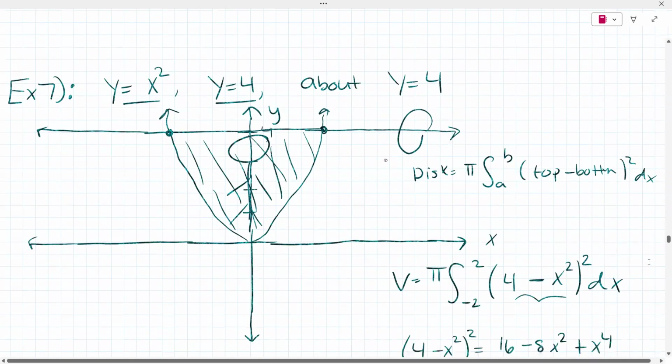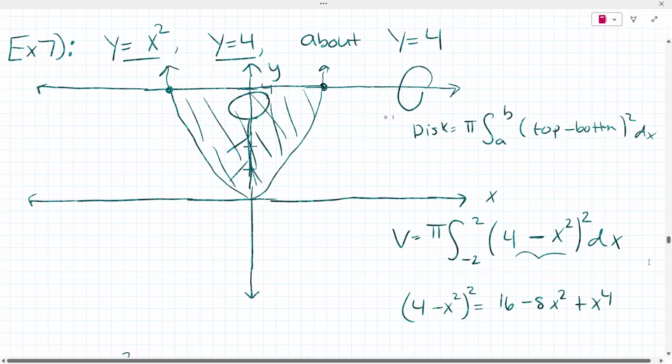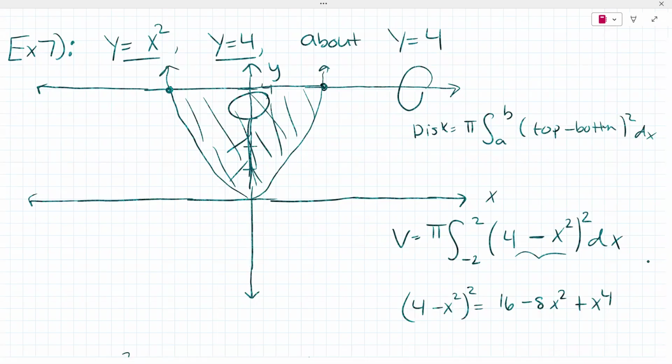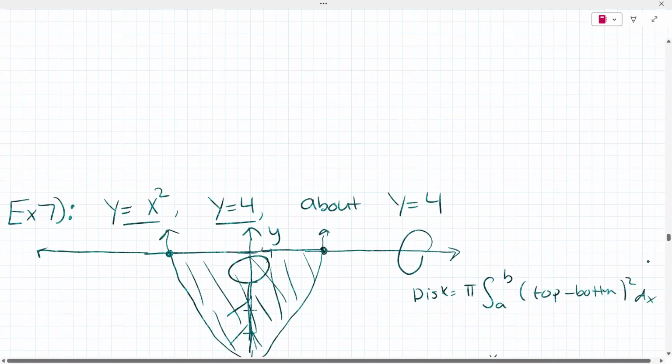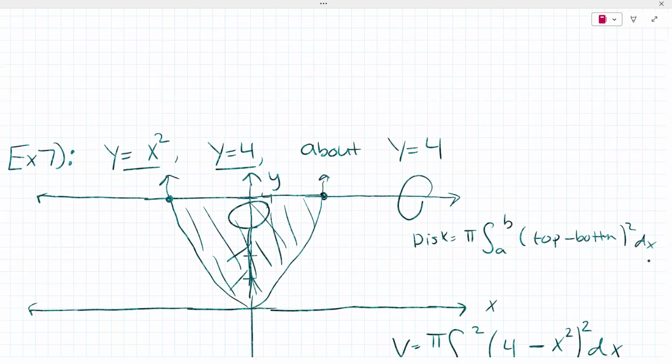Wait, how did I get -2 to 2? I think I just did this one step ahead of myself. So how did we find our lower boundary, our a value -2, and our b value 2? What I did was we found the point of intersection. So basically I said x squared equals 4. And then I took the square root, and the square root of 4 is +2 and -2. Okay.